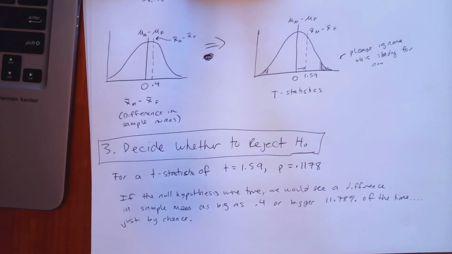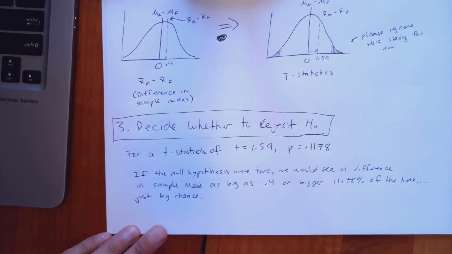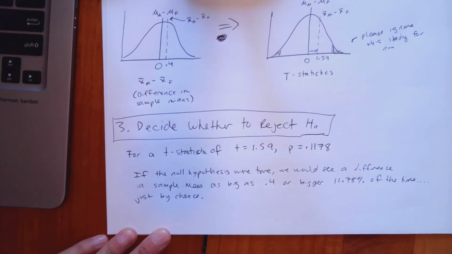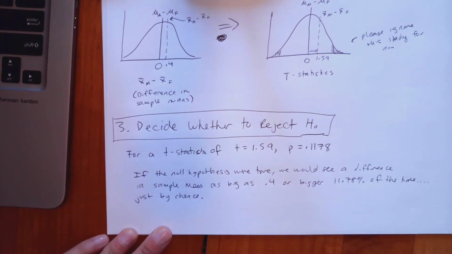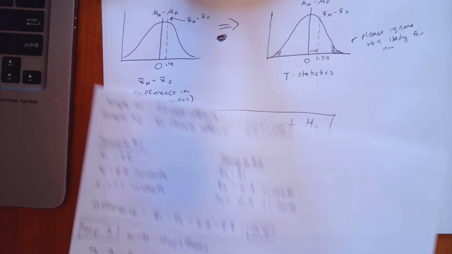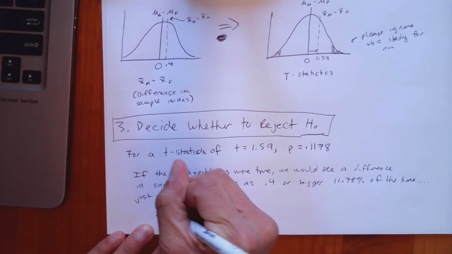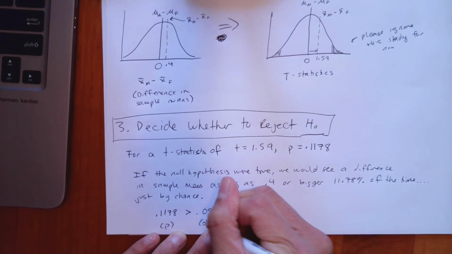So now we're going to decide whether to reject our null hypothesis. And our rules for making this decision are the same. If P is less than alpha, we reject our null hypothesis. If P is greater than alpha, we fail to reject our null hypothesis. So in this particular case, P is equal to 0.1178, and we said that our alpha level was going to be 0.05. So we have 0.1178, which is our p-value, and as it turns out, it is larger than our alpha value.